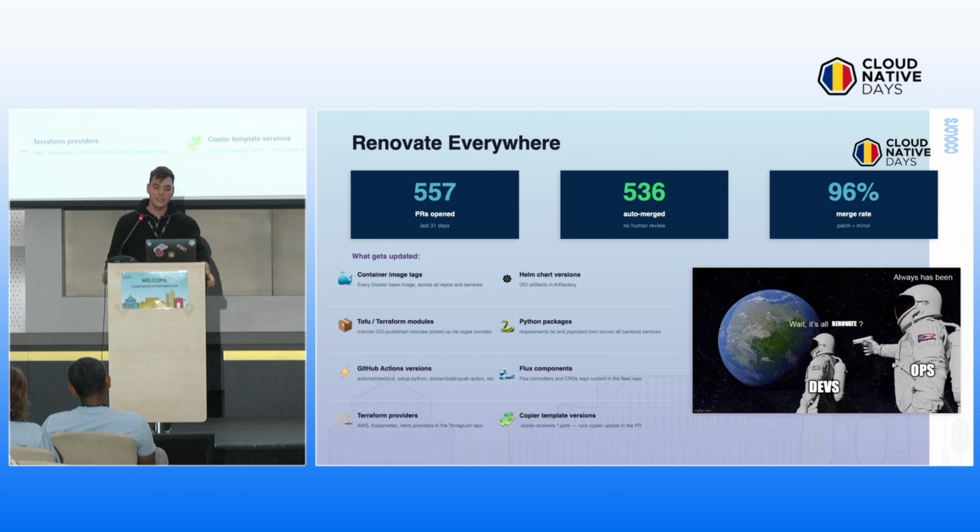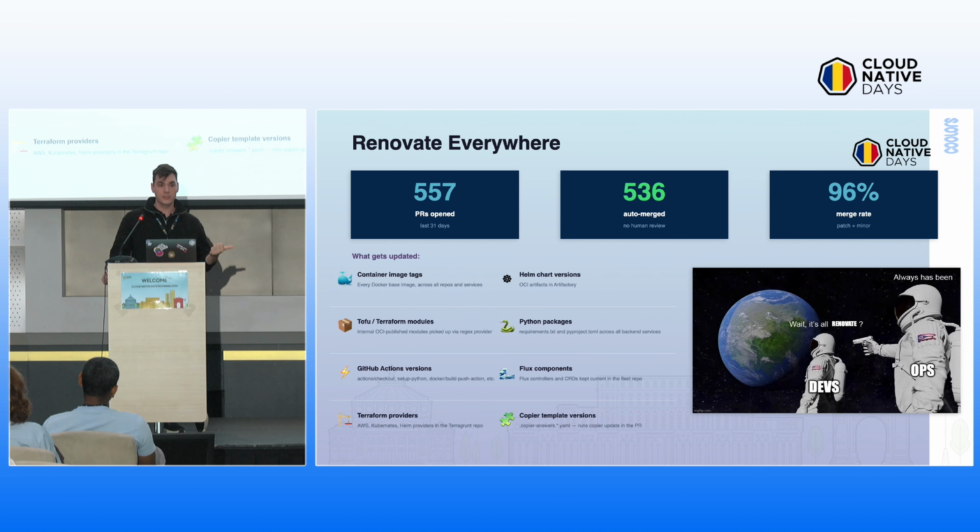So I think in actuality, it's closer to like 97, 98%. Okay, so what gets updated then? What are we updating with Renovate? Well, essentially, if it has a version tag, it's handled by Renovate. We're updating our container images, be them internal or maybe external from public registries.